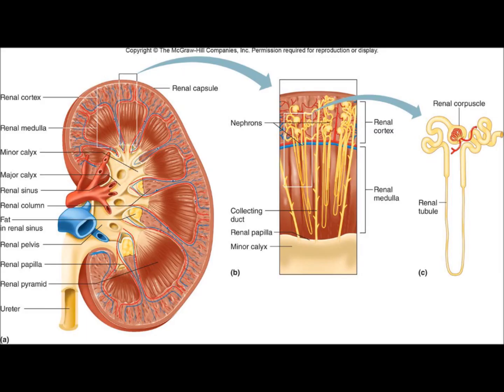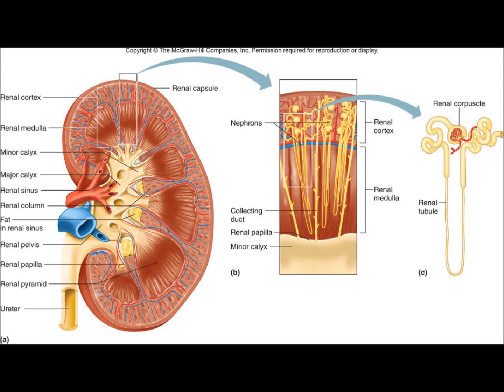The outer layer of the kidney is the renal capsule. It is the hard protective coating that helps preserve shape. The next layer is the renal cortex, which contains most of the nephron. The layer inside that is the renal medulla.